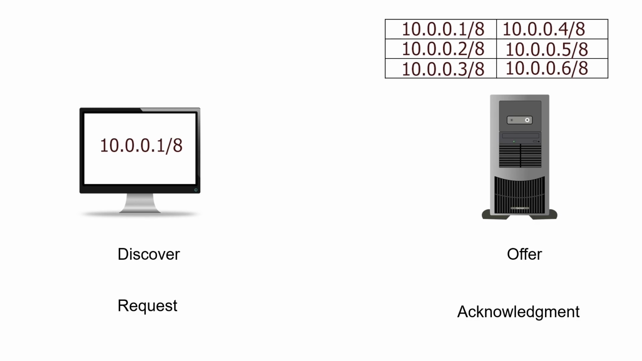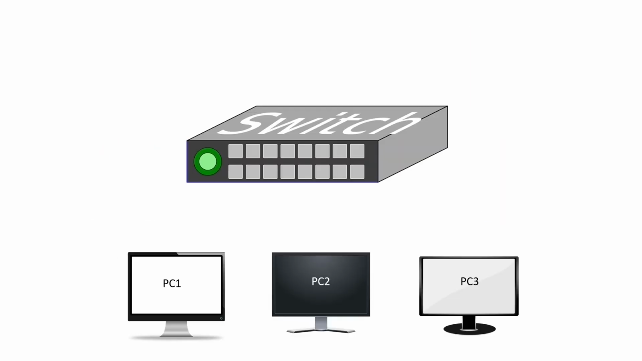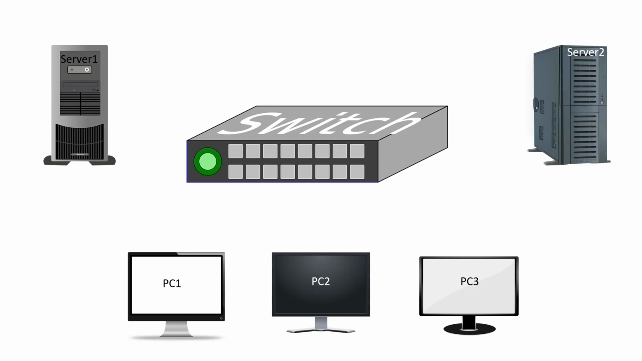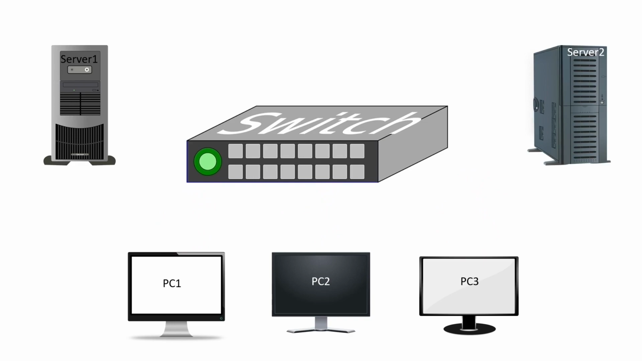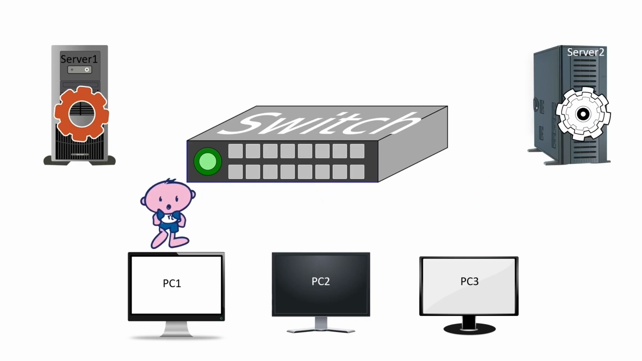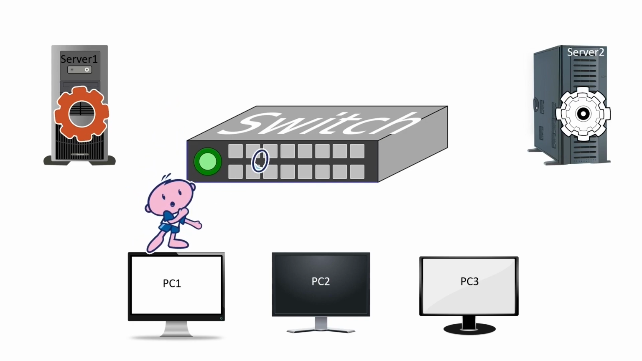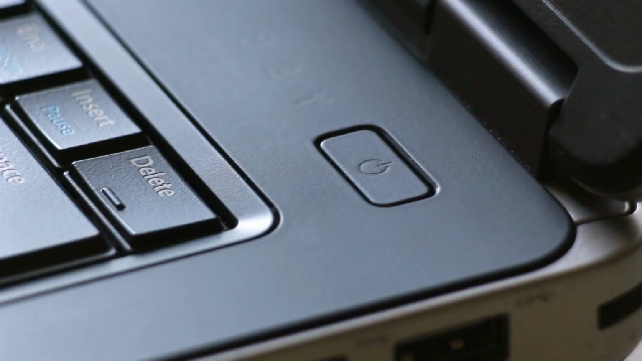Let us understand these steps through an example. Suppose a network has 3 PCs and 2 DHCP servers. Currently, PCs have no IP configurations. DHCP service is configured on both servers. Now, let's understand how a PC in this network will get its IP configurations from the DHCP server.